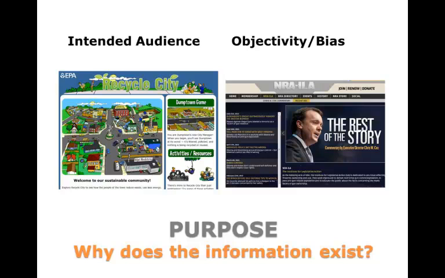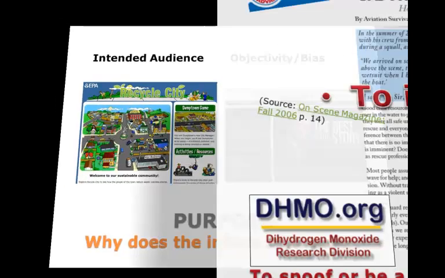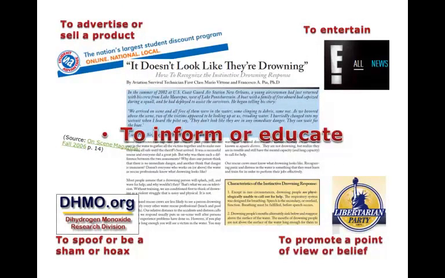Students should find sources of information that balance their arguments. To evaluate the purpose of information, consider why it exists. Is it to inform or educate, to entertain, to advertise, sell a product, to promote a point of view or belief, to spoof, or as a sham or a hoax? If the answer is to inform or educate, then use it. Otherwise, proceed with caution.